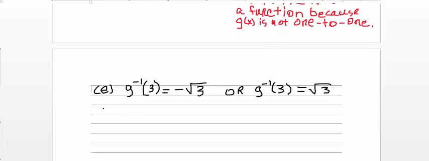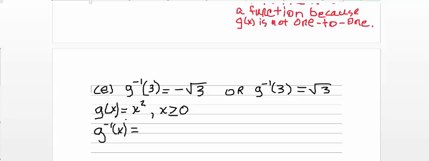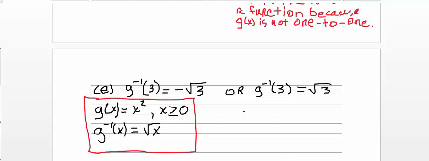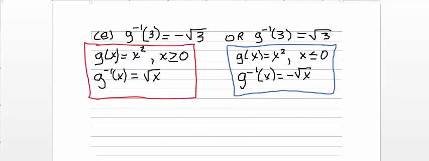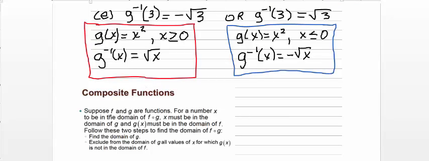And notice that one way I can make a function one-to-one is to restrict its domain. So let's say g of x is x squared, and I restrict the domain to just x greater than or equal to 0. Now the function's one-to-one, and its inverse is the square root of x. Or I can restrict the domain to be just x less than or equal to 0. The function that I'm dealing with is now one-to-one, and its inverse is simply negative square root of x.